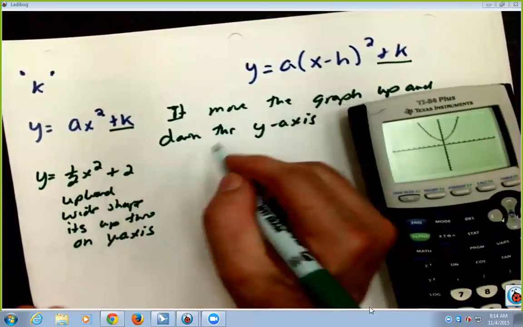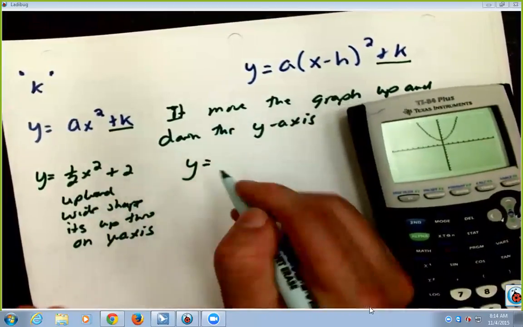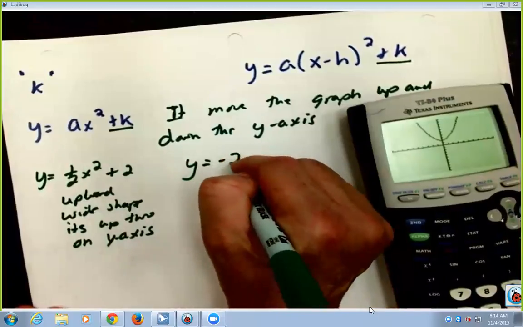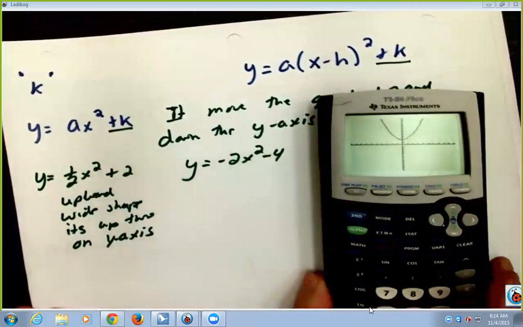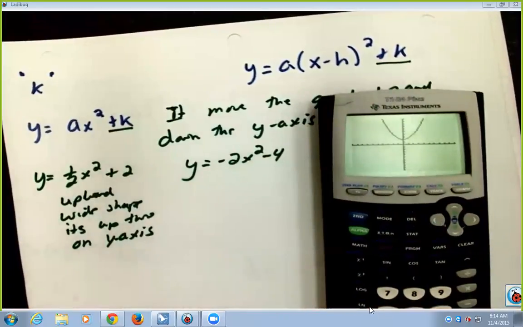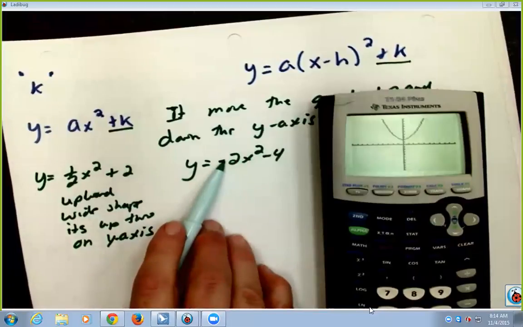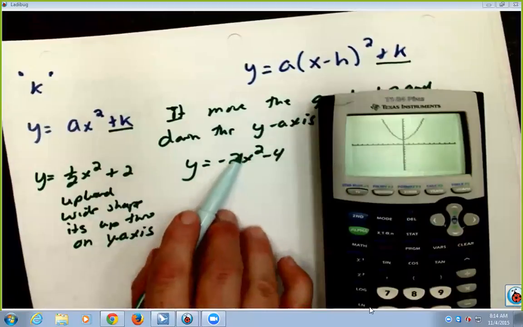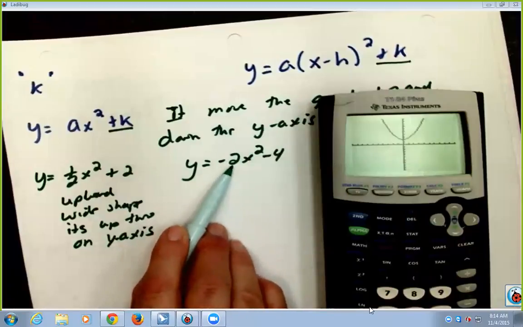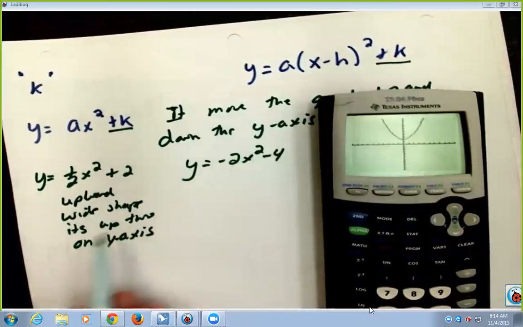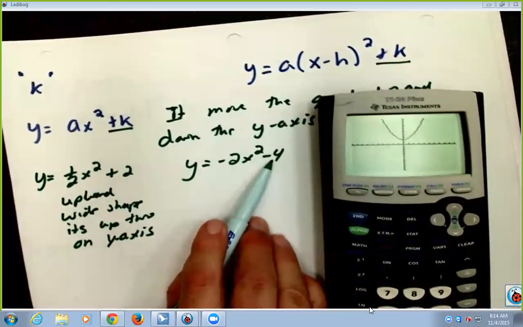So what happens with this one? If I had y equals a negative 2x squared minus 4. What's going to happen to that graph? And again, I can look at it and know what it's basically going to look like when I get done. It's going to be upside down because of the negative. It's going to be narrow because of the 2. And it's going to be moved down on my y-axis at a negative 4.